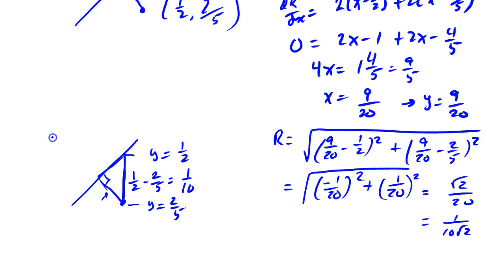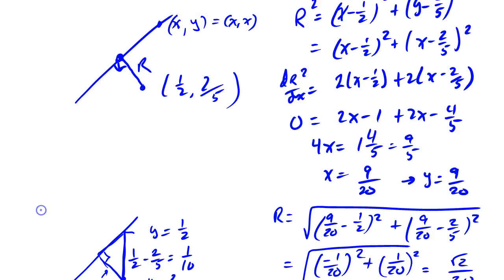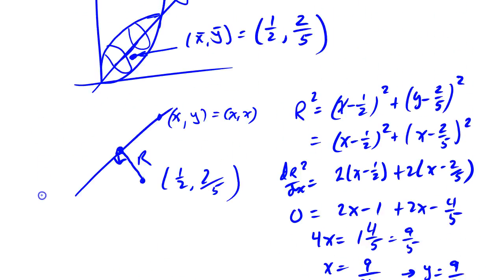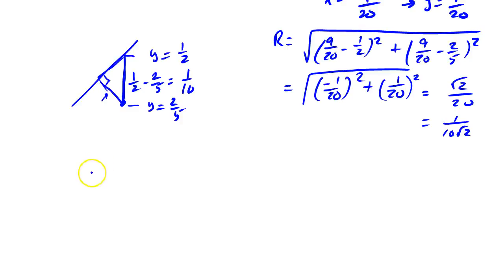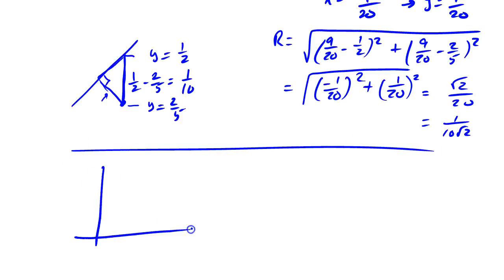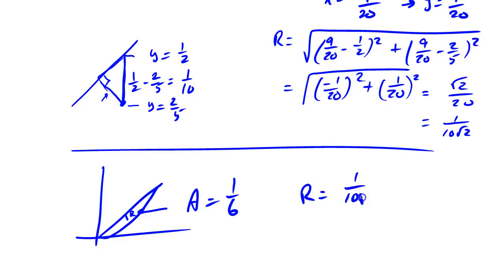So what did we do? At some point in our history, we calculated the area of this region. I've done this several times now. The area of this region equals 1/6. I also calculated that the r value, the distance from the centroid to the axis, is equal to 1/10 radical 2.